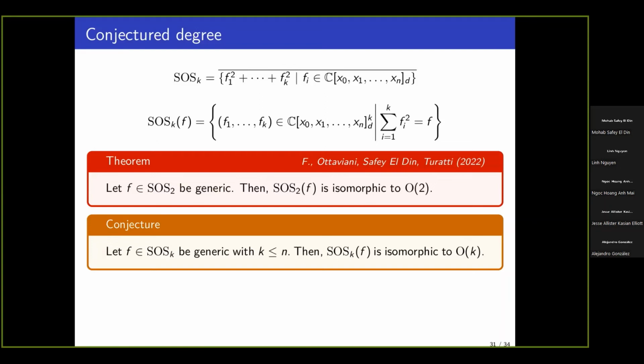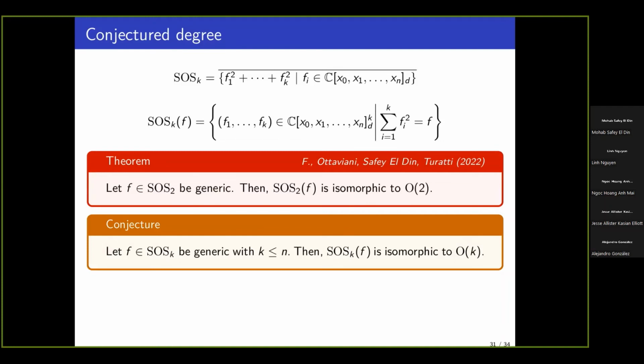Because we just want to look at this algebraic set SOSKF, where you treat the coefficients of your decomposition as variables, and then you just have that equality. You have these equalities within the coefficients to give you the variety. That's what this SOSKF is. So it's a complex object.